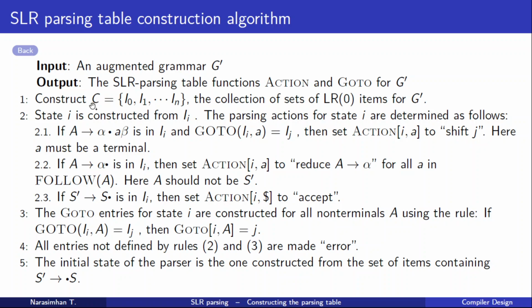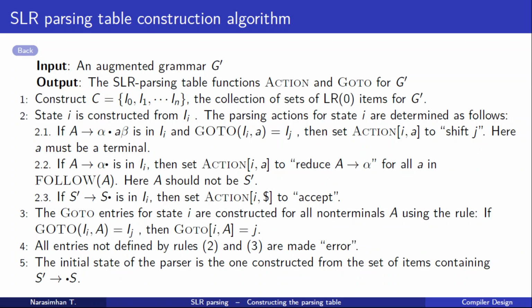First, you need to construct the canonical collection of LR0 item sets. Let C denote the canonical collection and I0, I1, I2, etc., In be the different item sets in the canonical collection. Once you have constructed the canonical collection, you can proceed with the filling of the entries in the parsing table.